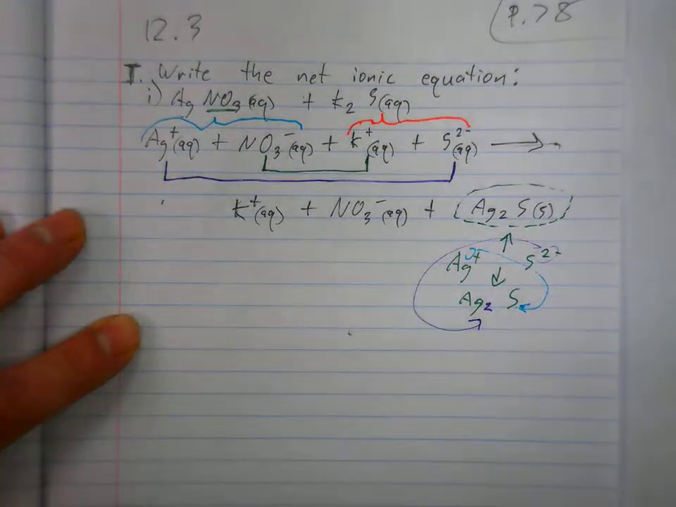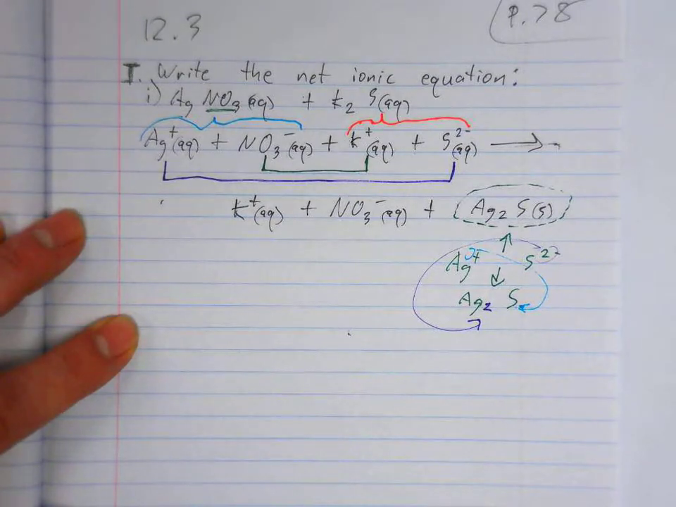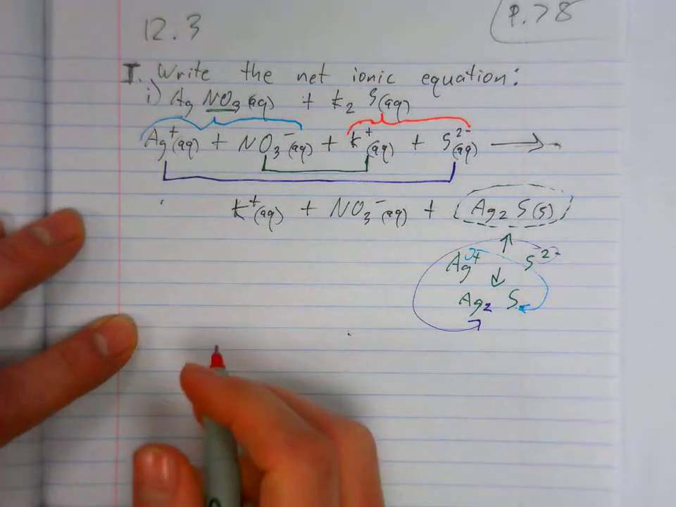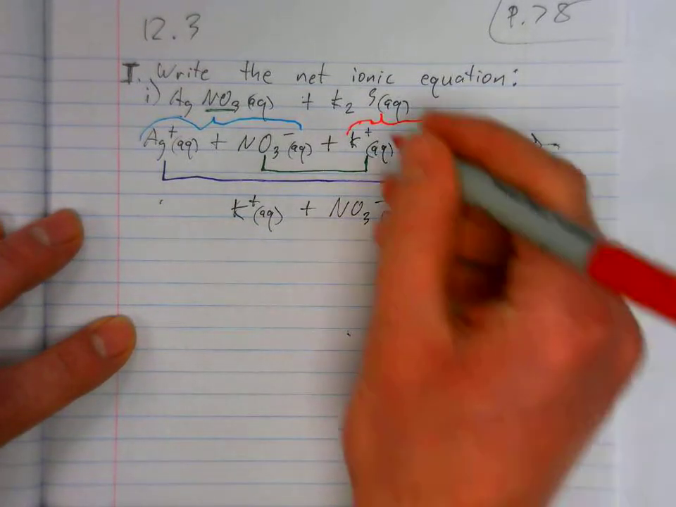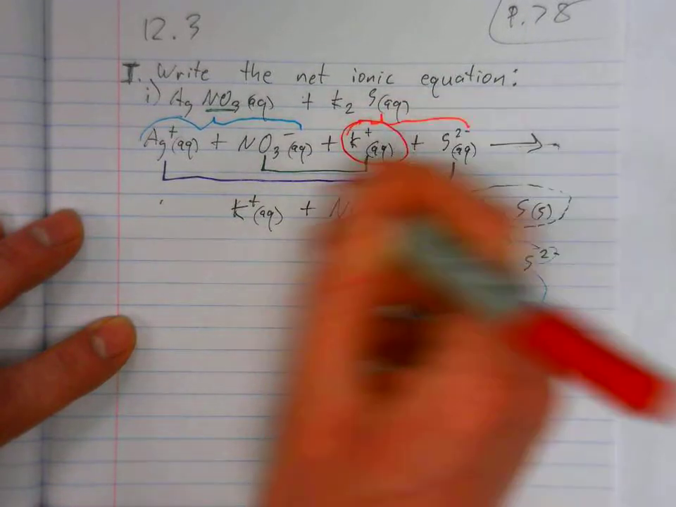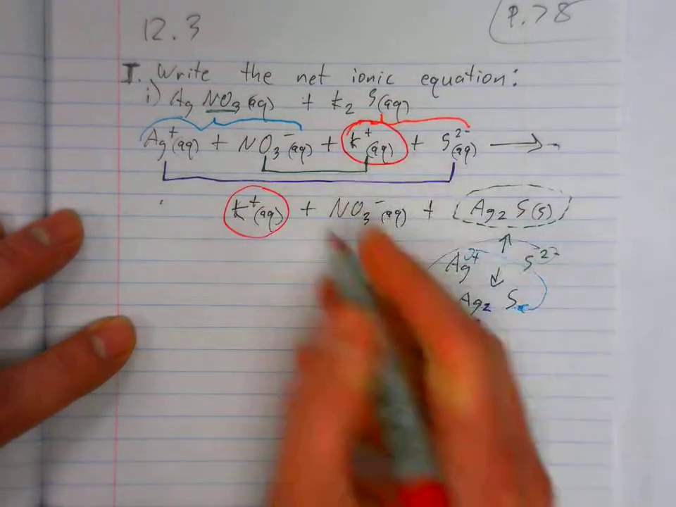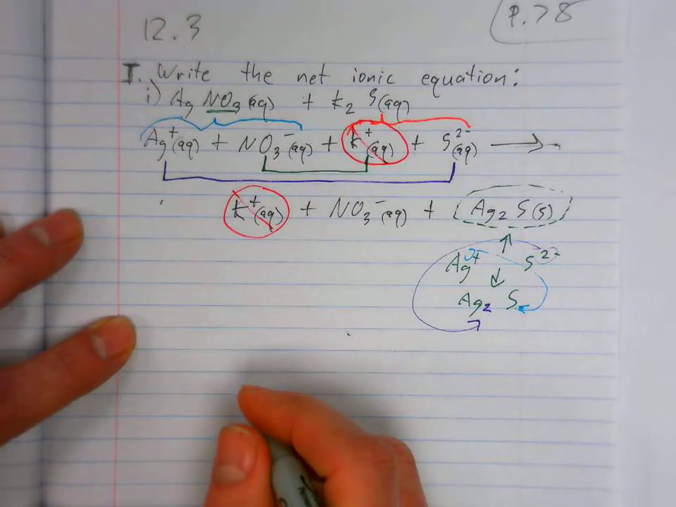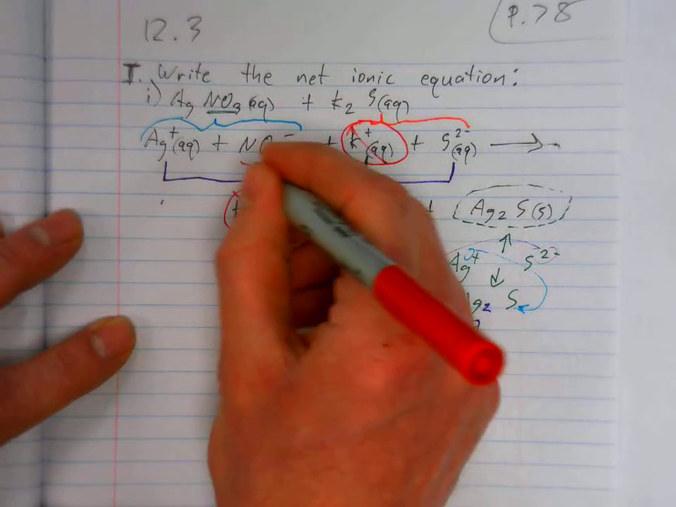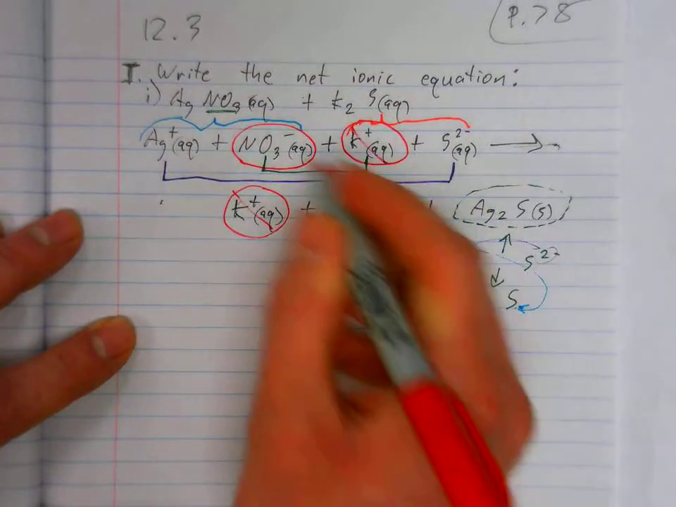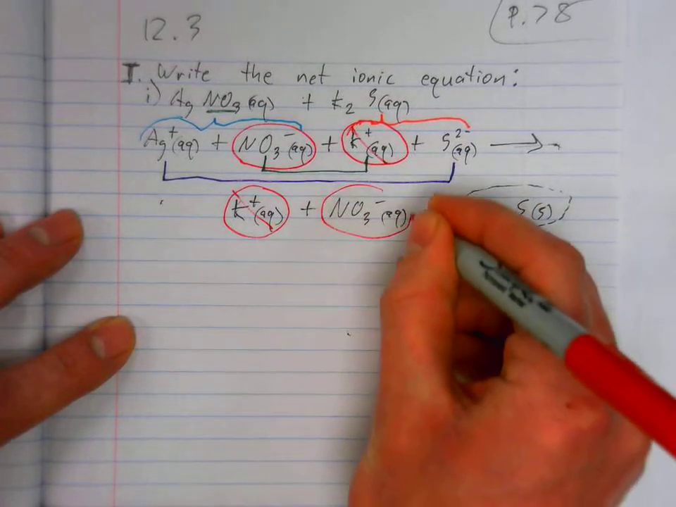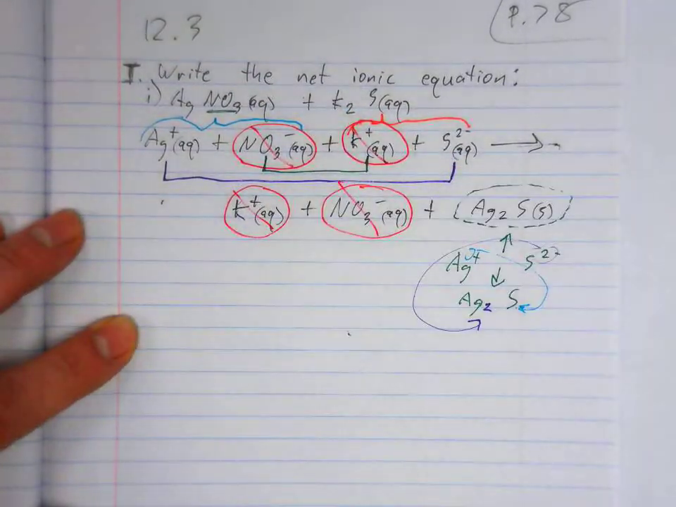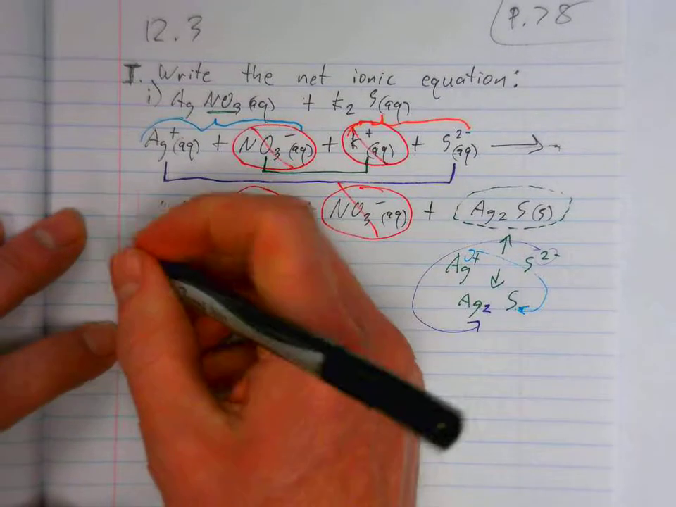We need to take a look and see if there are any spectator ions, anything that does not change. Well, we see that potassium didn't change. It's here on the reactant side and on the product side. So that's a spectator. We see that nitrate did not change. It's on the reactant side and on the product side. So that is a spectator ion. Now let's write the net ionic equation.